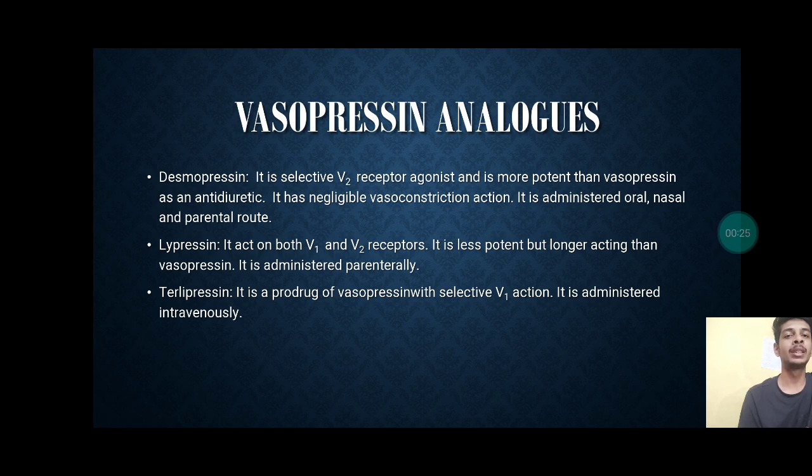Vasopressin analogs. The first is desmopressin. It is a selective V2 receptor agonist and is more potent than vasopressin as an antidiuretic. It has negligible vasoconstriction action. It is administered by oral, nasal and parenteral routes. Lypressin. It acts on both V1 and V2 receptors. It is less potent but longer acting than vasopressin. It is administered parenterally. Terlipressin. It is a prodrug of vasopressin with selective V1 action. It is administered intravenously.